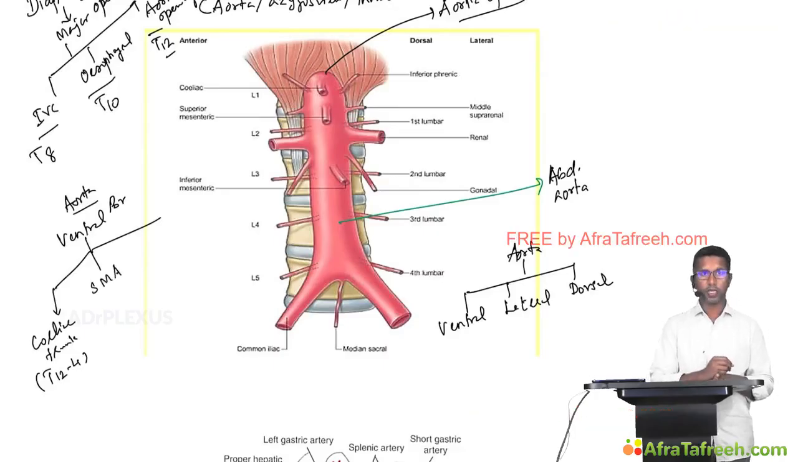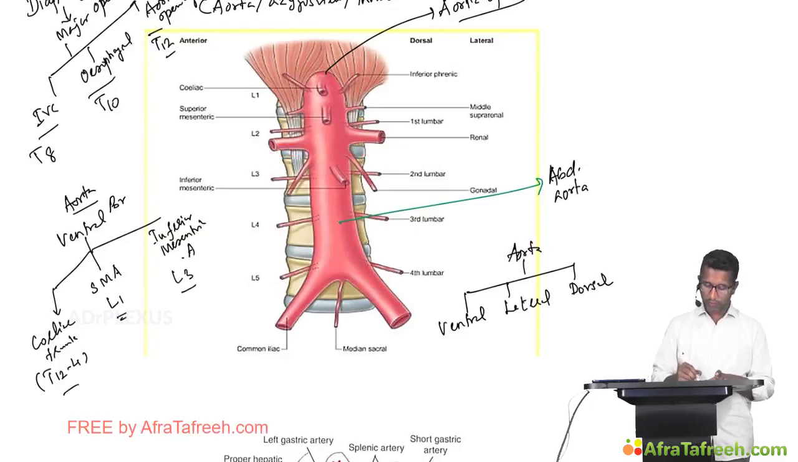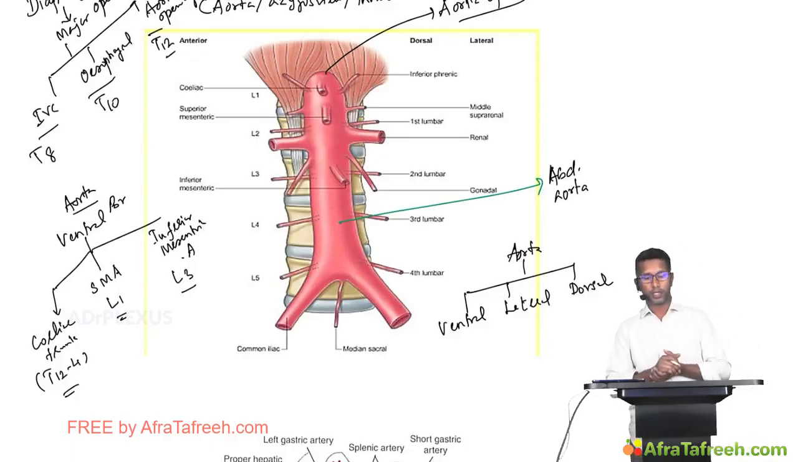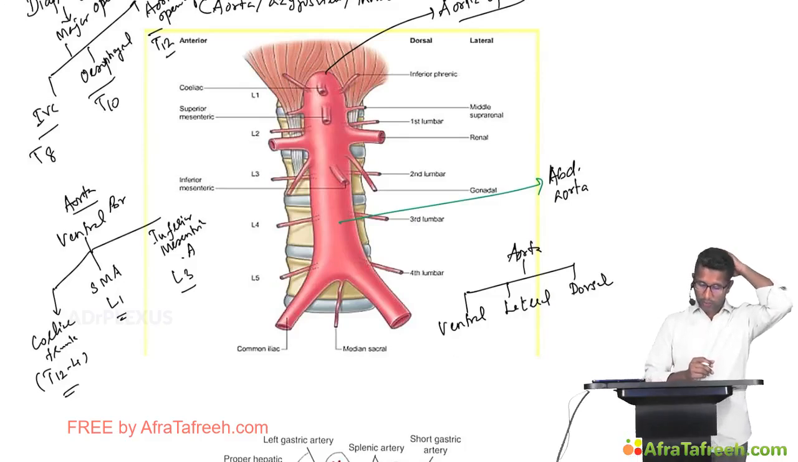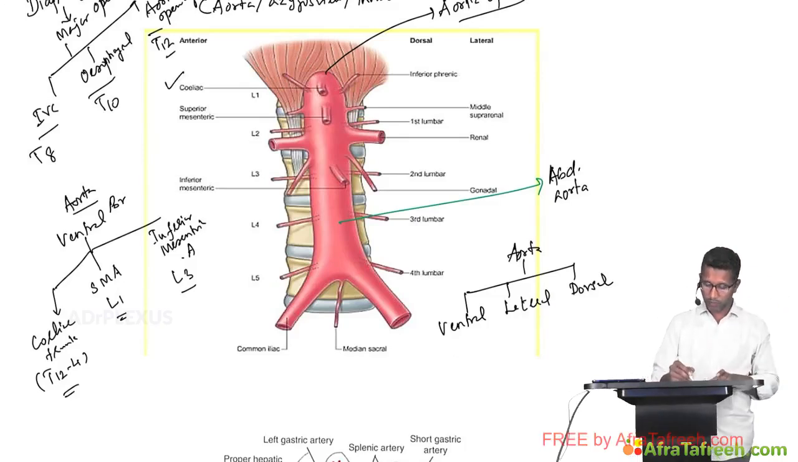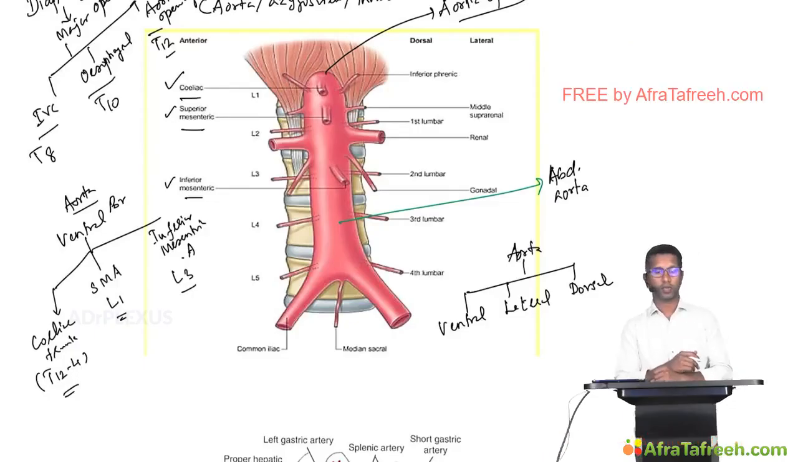The next artery seen here is the inferior mesenteric artery, which is seen at the level of L3. So the ventral branches of the aorta are three: the celiac trunk, the superior mesenteric artery, and the inferior mesenteric artery. They are shown in the images here.